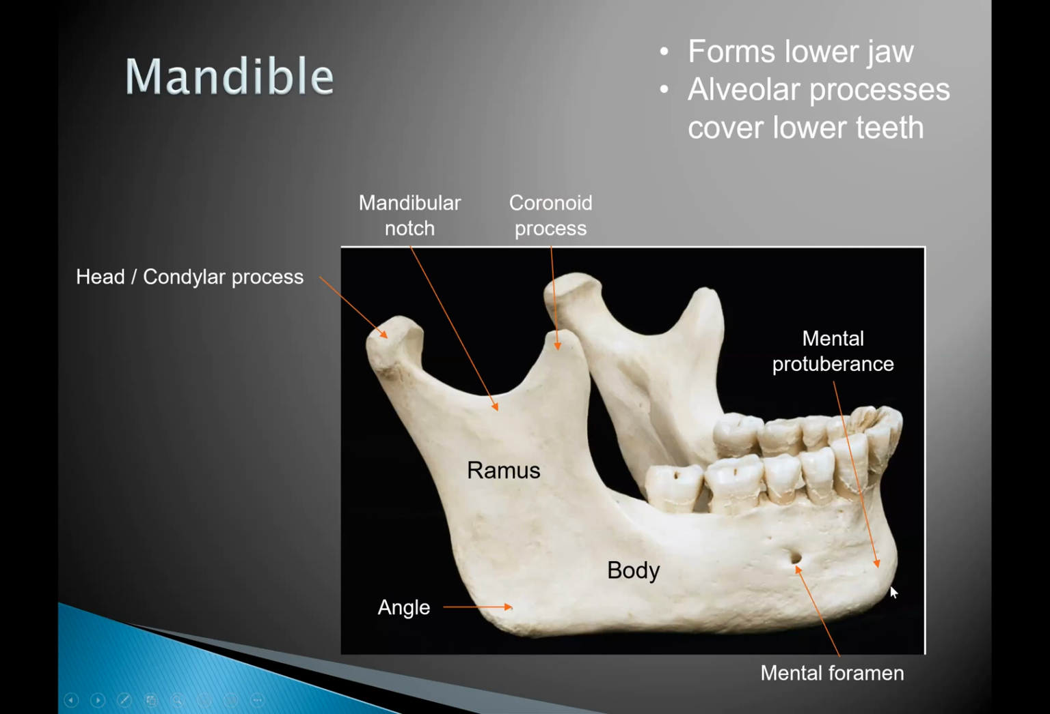The chin right here is known as the mental part, and the part that sticks out is the mental protuberance. So mental is chin, and the chin that sticks out is the mental protuberance. And then you also have a hole down here, the mental foramen, a hole in your chin. Usually these holes, the foramen, are for nerves and blood vessels to go through. So that's the mandible.